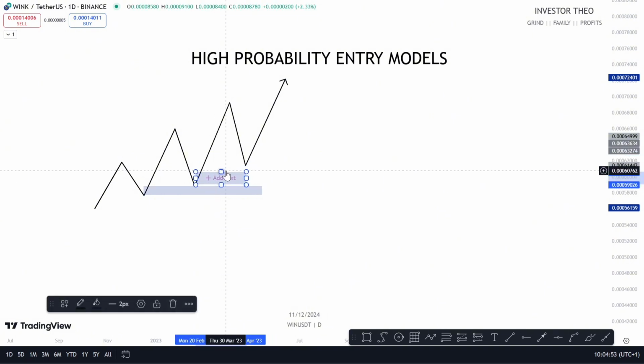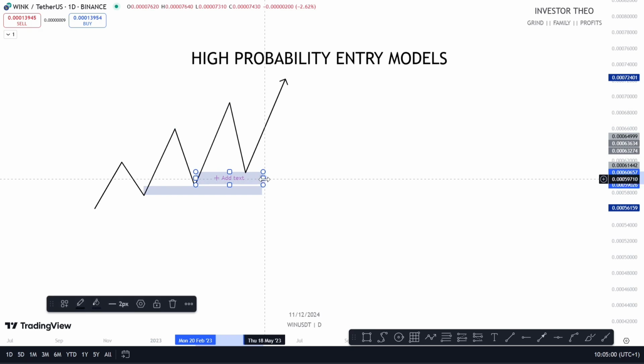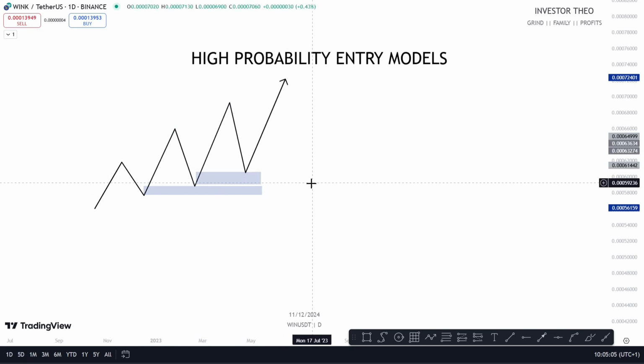So this is literally what this entry model entails. Now, some of you that are experienced in the market must have seen this in the market, but you still don't understand how it plays out. Before I even explain, let me do the introduction properly.